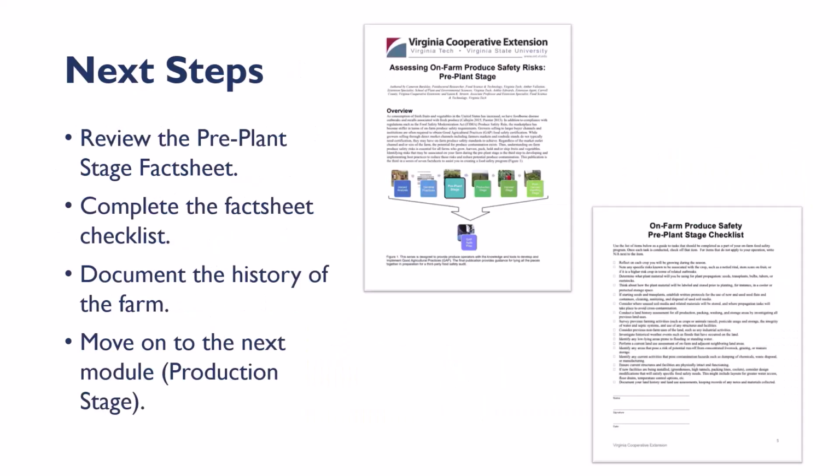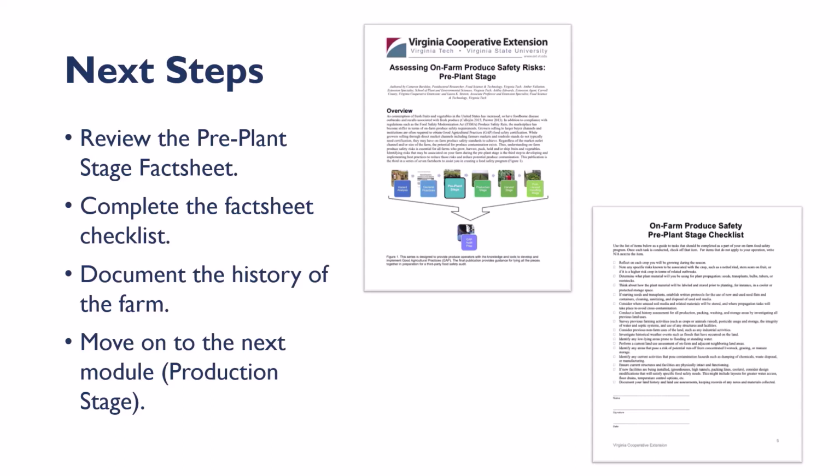You have completed the fourth module of this course to develop a food safety program on your farm. There are some important steps you should complete before moving on to the next module. You will want to make sure you review the pre-plant fact sheet found on the course site or on the Virginia Cooperative Extension website. There you will find more in-depth information on the topics we covered in this module, along with supporting resources and documents.